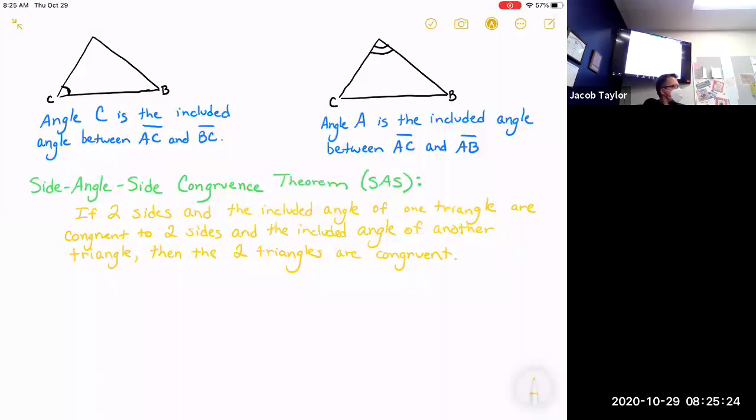They must both have the included angle. If it's not the included angle, it's not SAS. That's the reason we write SAS. The angle is between the two sides. It's the reason we write it in that order.